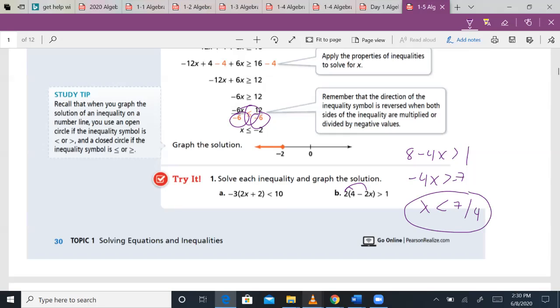It's that simple. It's not an equation though. There's no equal sign anywhere, okay? I'm not going to worry about graphing solutions. Just keep in mind this. It's basically telling me any number that's less than 7/4 or 1.75, that those are the answers to that inequality. We're not going to focus on that. We're going to focus more on getting x by itself.